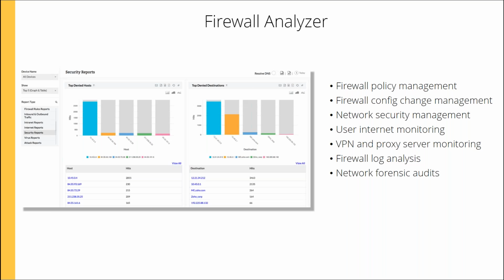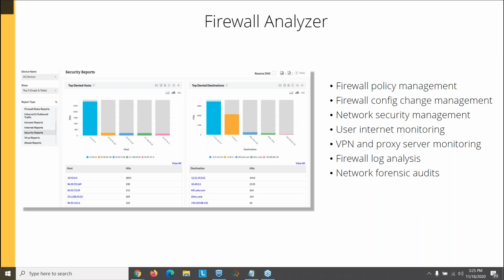And it also gives complete insight into the users' internet usage and VPN monitoring as well. For example, as an organization, you might have restricted certain websites like Facebook or YouTube, and you want to know who the users are who tried to access YouTube or Facebook. This particular tool would help you check the number of hits made by the user to access those certain websites. So you can take necessary actions accordingly here.